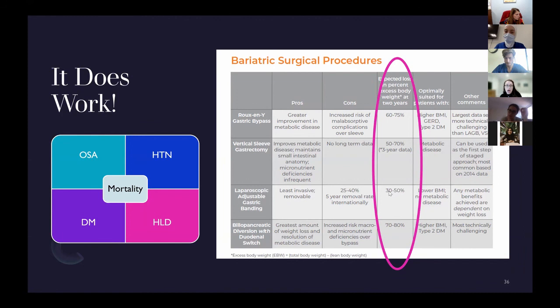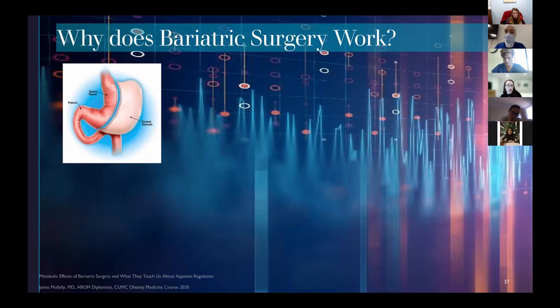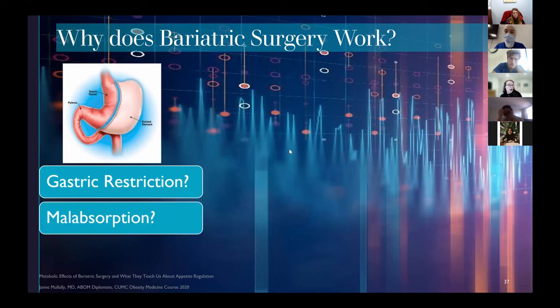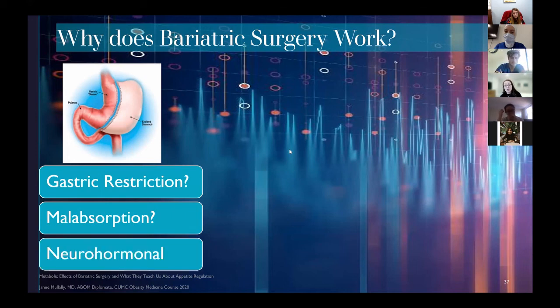We don't do this banding anymore, and that's because it's reversible, has complications, and just makes the stomach small. It doesn't get to the root of why bariatric surgery works. I promise I will be done by 2. And the question is, why does it work? So there are lots of reasons. If it was just restriction, just like everything else, it wouldn't really work, because the people are just going to eat more meals, right? Because it doesn't get on the hunger mechanism. And we don't think it's malabsorption that makes it work, because we have micronutrient deficiencies, but not macronutrient deficiencies. And so we think it's neurohormonal.